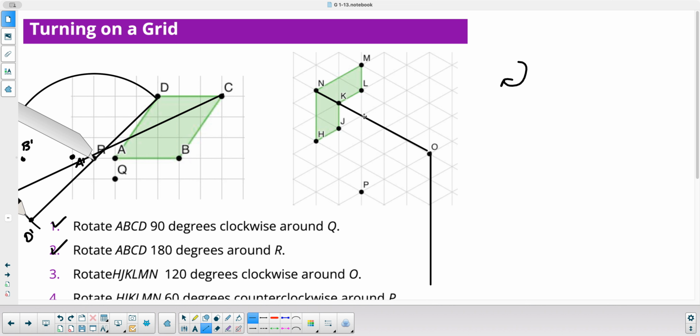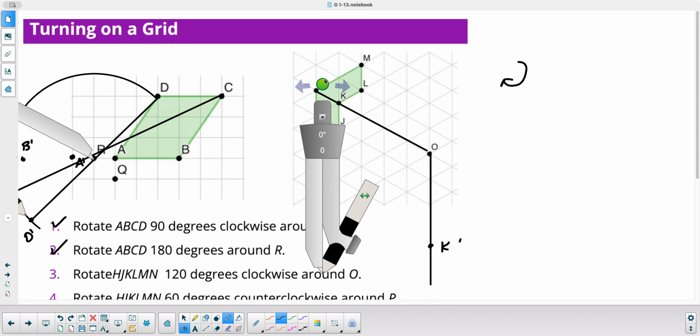So I'm just going to count 1, 2, 3, 4. If I had more graph paper, I'd be able to see that K would go right there. Or I could, I guess, use my protractor here to swing it over.